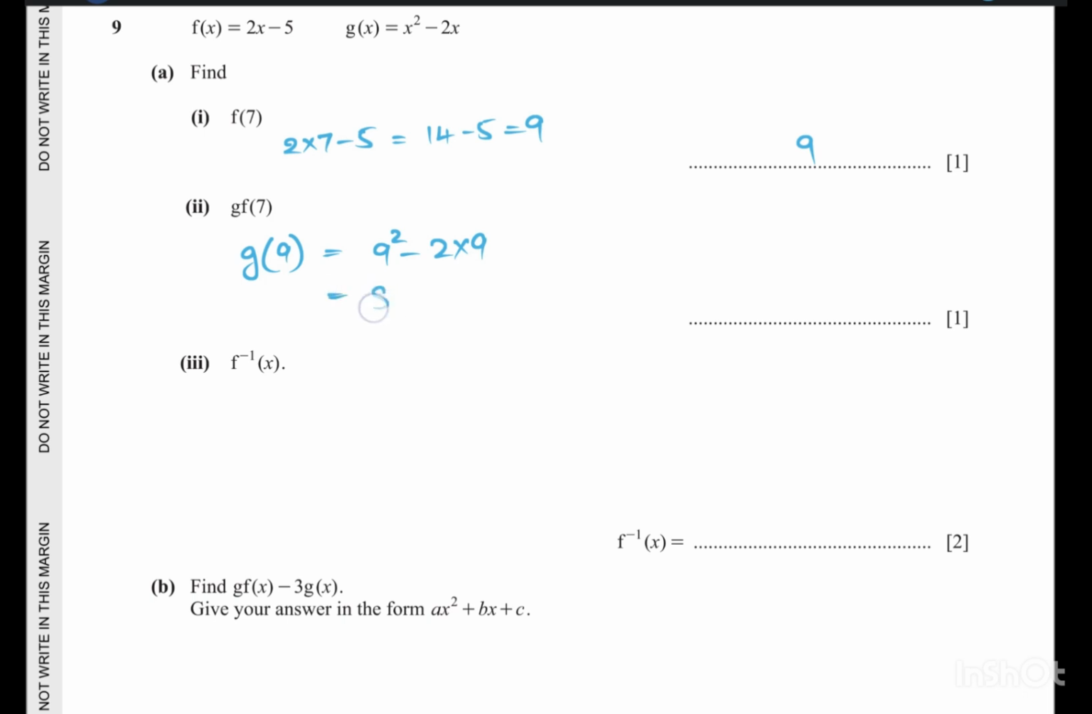So 9 square is 81, 2 into 9 is 18. 81 minus 18 will be 11 minus 8, 3. 7 minus 1, 6, 63. This is the answer for second one.